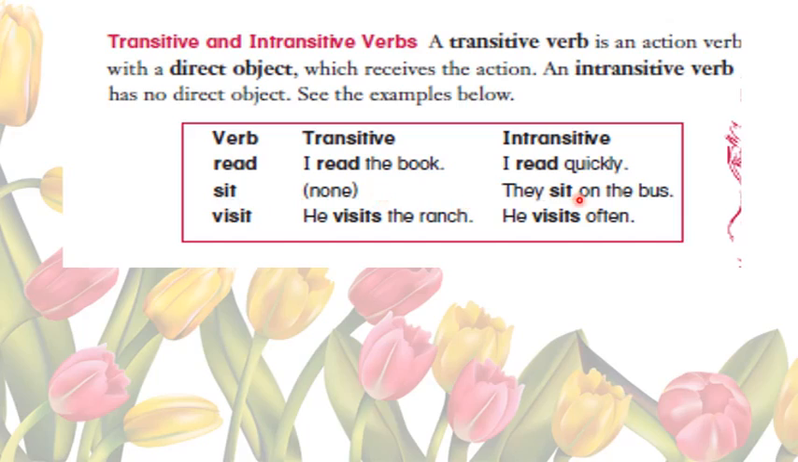Sit. Now let's see how it is used as an intransitive verb. They sit on the bus. So sit cannot be used as a transitive verb. It can only be used as an intransitive verb. Visit. He visits the ranch. Now, what is being visited? The ranch. So over here, visit can be used as a transitive verb as it is having the object. Over here, we use visit as an intransitive verb when we say he visits often. What is being visited? We don't know. So visit can be used as both an intransitive and transitive verb.